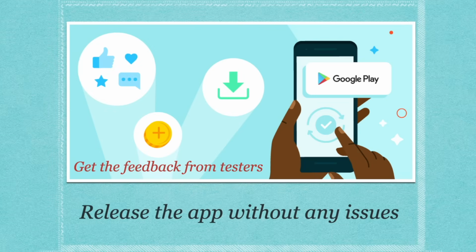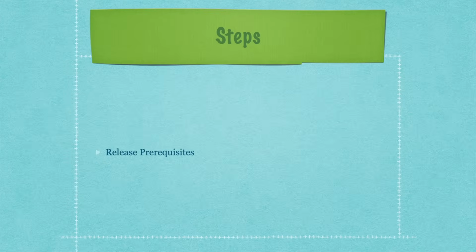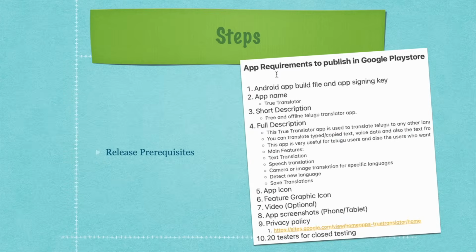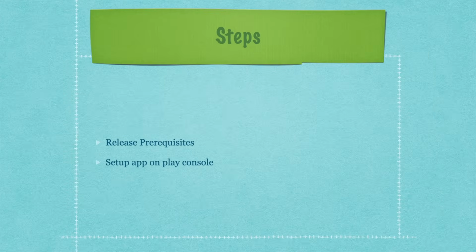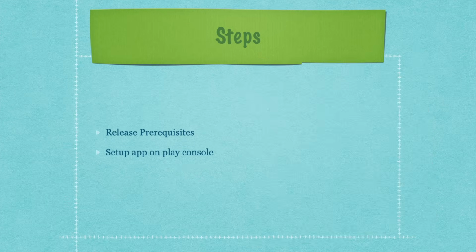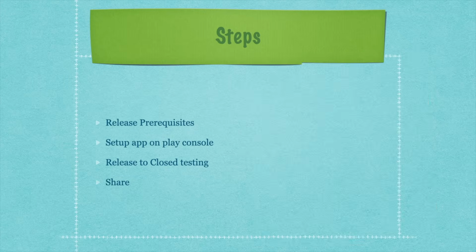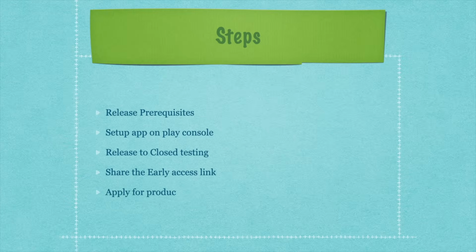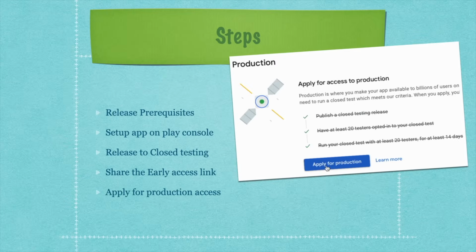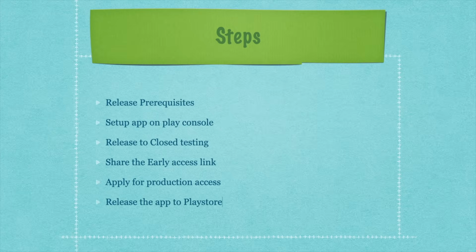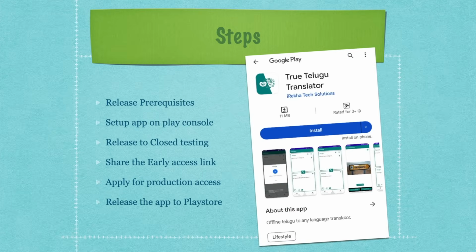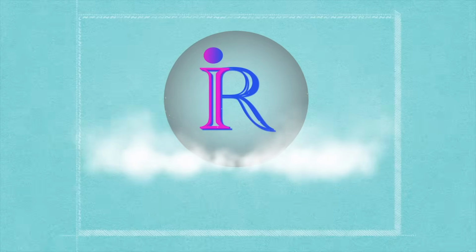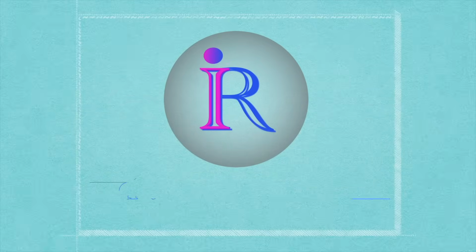Coming back to the video, this video is a bit lengthy, but it gives you a clear picture on the release prerequisites, creating and setting up your app on Play Console, releasing the build to closed testing, sharing the download link to your test group, applying for production access after 14 days, and finally making your app available to users on Google Play Store by releasing it to production. So without any delay, let's get into the actual video.